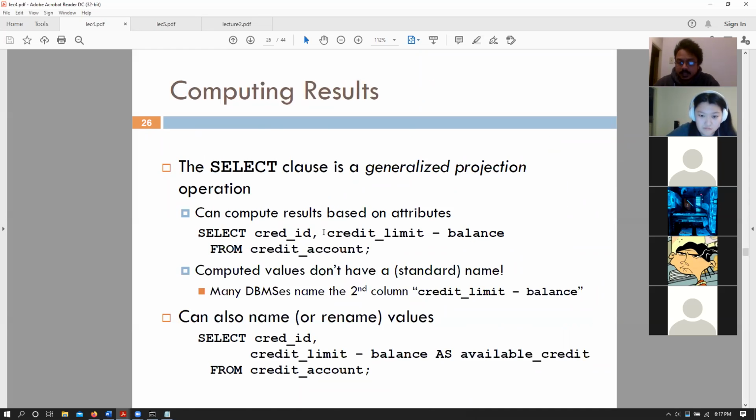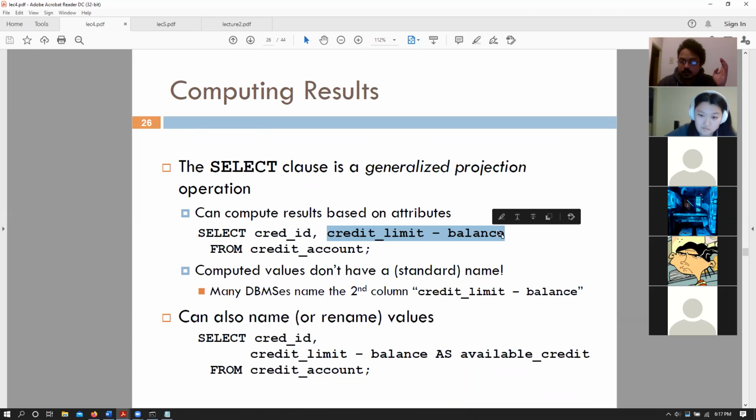Now, if we perform this particular operation, credit ID would have the attribute name credit ID, assuming that that's an attribute. And then credit limit minus balance, since it does not have a name in your database, would be named credit limit minus balance.